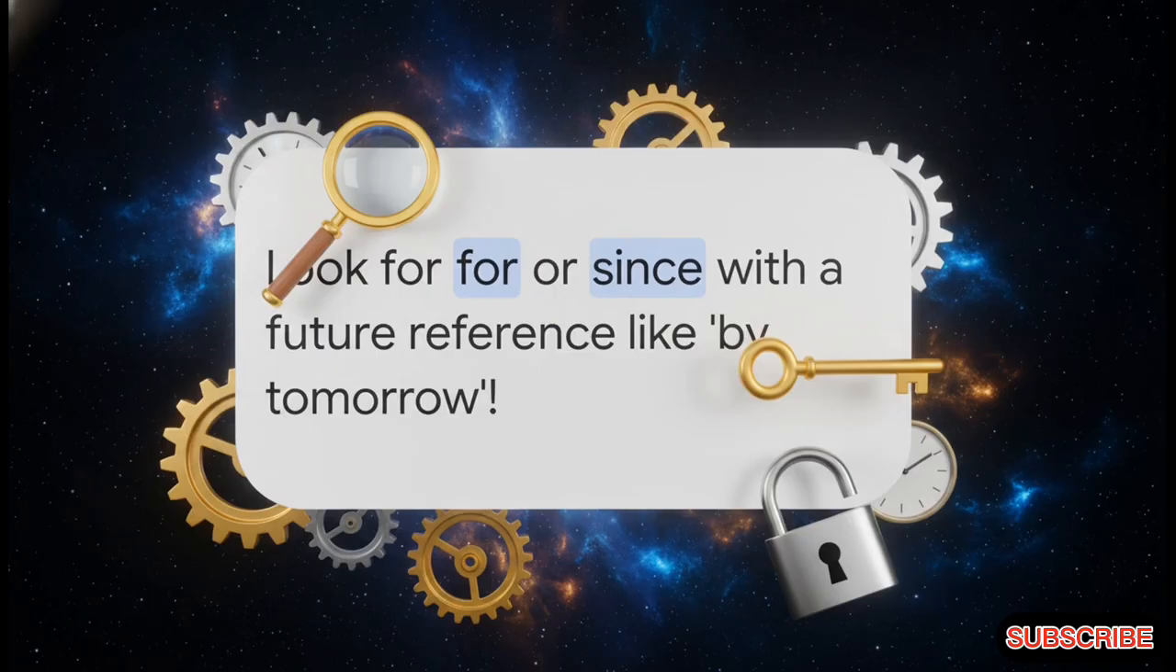I want to leave you with one final golden rule. If you ever spot trigger words like for, since, or how long, and they're combined with a future reference like by tomorrow, by next year, or by 5 p.m., you instantly know how to unlock the future perfect continuous tense. Keep an eye out for these clues in your daily life, and you'll be speaking and writing with incredible precision.